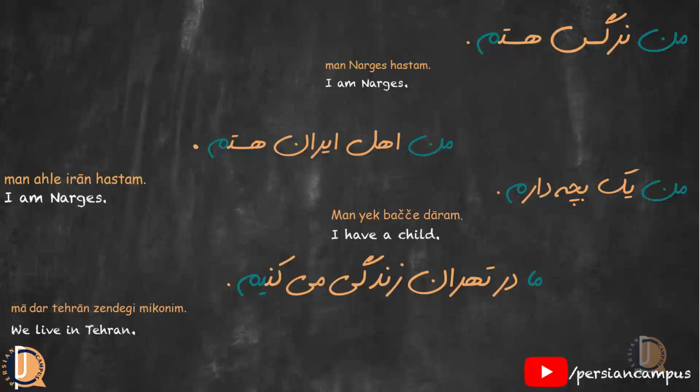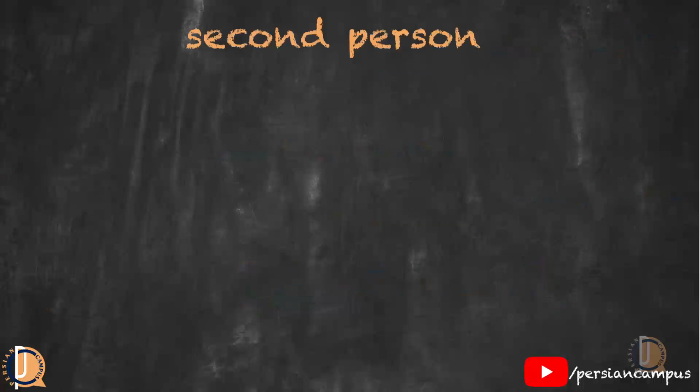Nargis is talking about herself, so she uses the first person singular pronoun, which is man. As soon as she talks about herself and her child, she uses the first person plural pronoun, which is ma. The suitable ending that refers to man and sits on the verb to conjugate it is am, and for ma is im, mikonim.